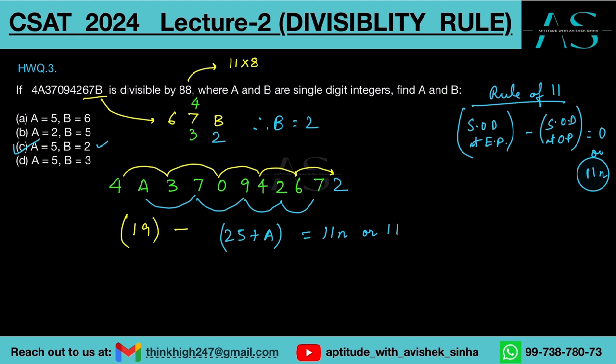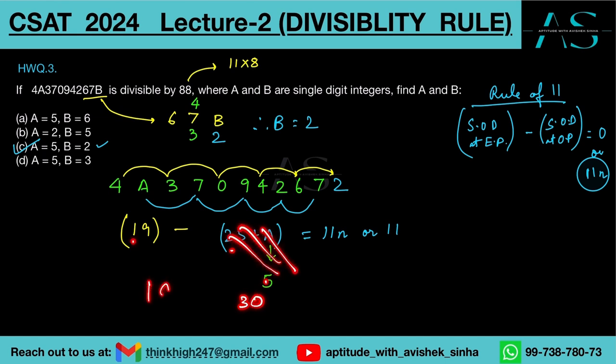So just think of what you can put in place of A to make the difference between these two sets 11. A simple way is to put 11 this side and add them up. So 19 plus 11 would be 30. You just need to make this set 30. How much lesser than 30 is it? 5 less. So simply put A as 5. This becomes 25 plus 5, 30.